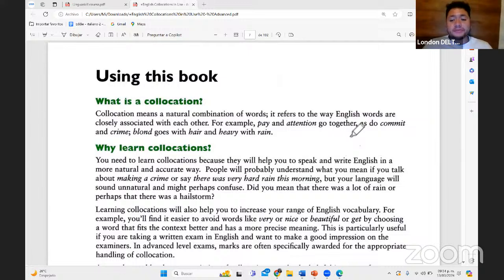And we say commit a crime, ¿no? También decimos commit a crime, cometer un crimen. Blonde va con cabello y heavy va con rain, con lluvia, right? Para decir que está lloviendo fuerte. So this combination of words helps you to speak English accurately, de forma precisa. Because like we said yesterday, there are some expressions, por ejemplo, ¿cómo se dice que está lloviendo a cántaros? It's raining cats and dogs. This is not a literal translation from Spanish, obviously.